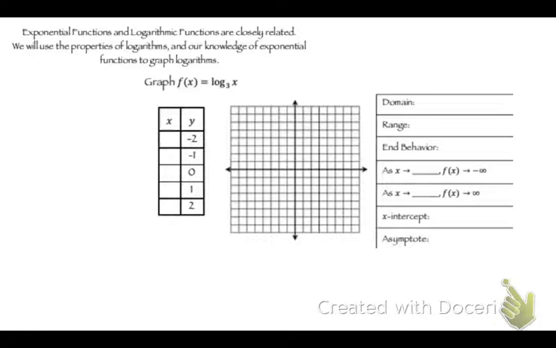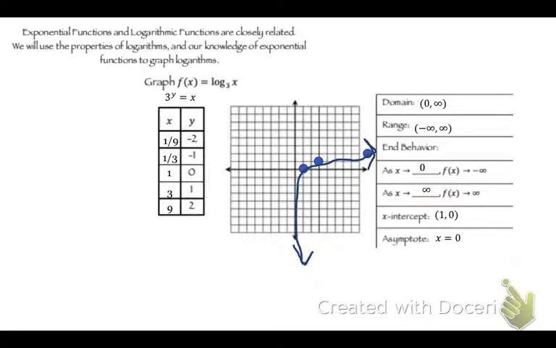So this one, again, we're going to do 3 to the y equals x. So that's going to be 1/9, 1/3, 1, 3, and 9. We can graph those. So (1, 0), (3, 1), (9, 2). The domain is 0 to infinity. The range is negative infinity to infinity. As x goes to 0, f of x goes to negative infinity. And as x goes to infinity, f of x goes to infinity. The x-intercept is at (1, 0), and the asymptote is x equals 0.